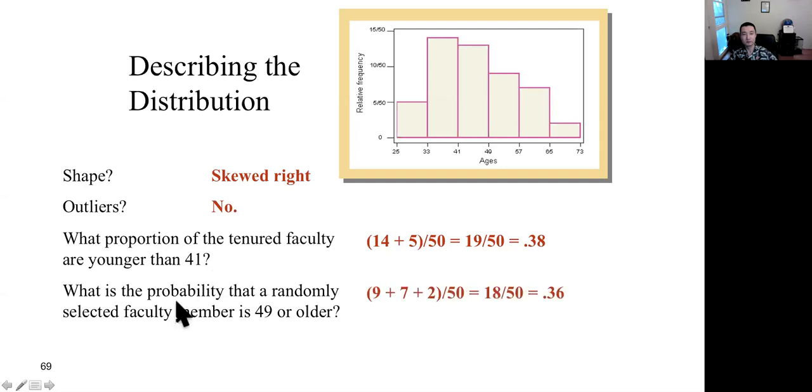And also what is the probability that a randomly selected faculty member is 49 or older? 49 is here, so 49 or older means belonging to the next 3 bars. So that's 9 plus 7 plus 2 divided by 50. So 36% chance a randomly selected faculty member is 49 years old or older.